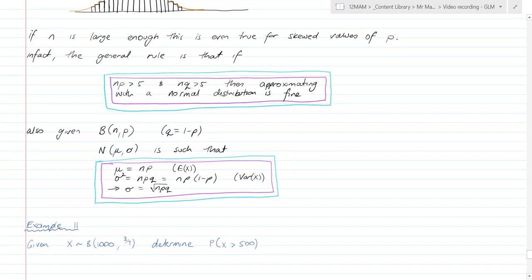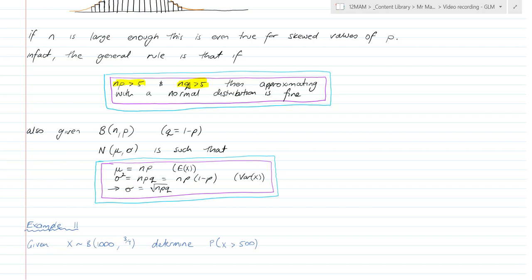So the general rule is that for whatever p is, the number of data points or samples, n, times p should be greater than 5, and n times q has to be greater than 5. So obviously if p was 0.99, well, n can be quite low, but then nq is going to be the problem. So then n has to be large to account for that. If p is 0.99, that's also a really skewed set of data. But we can approximate with the normal distribution based on this criteria.